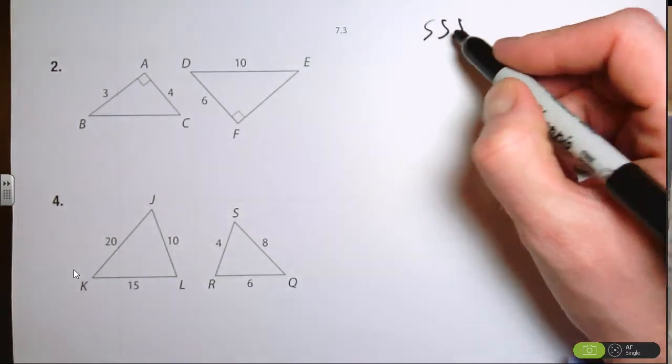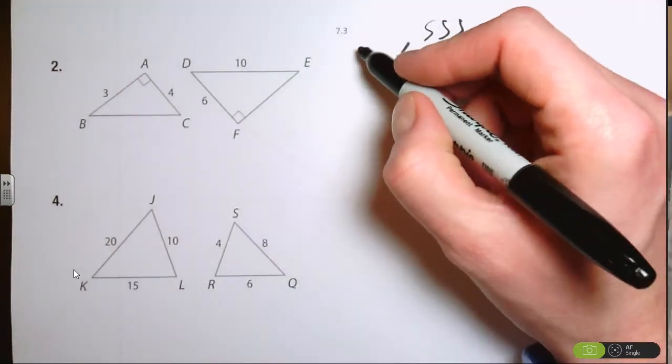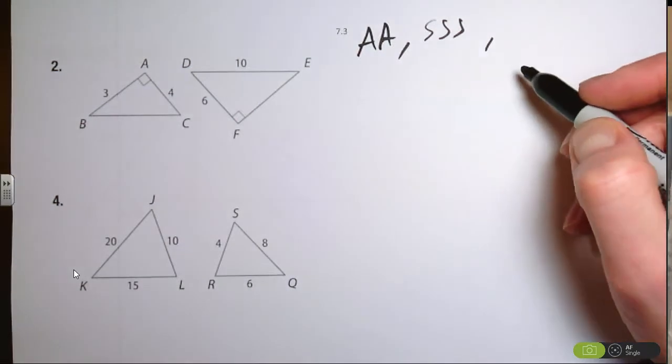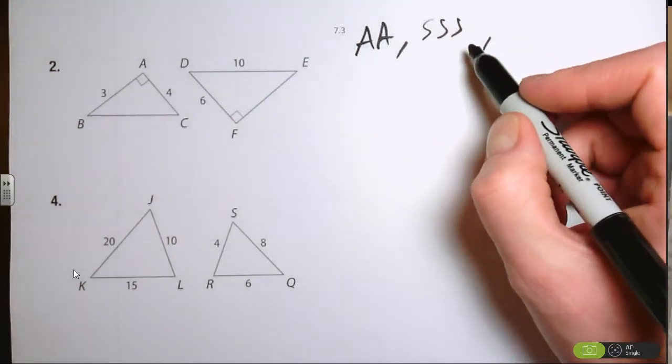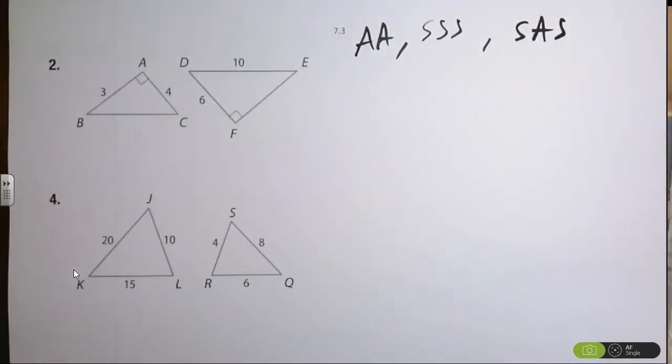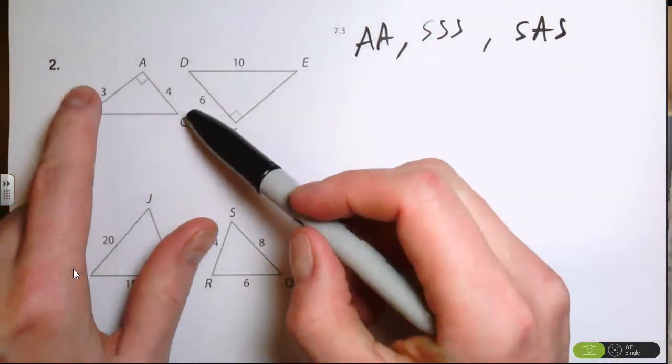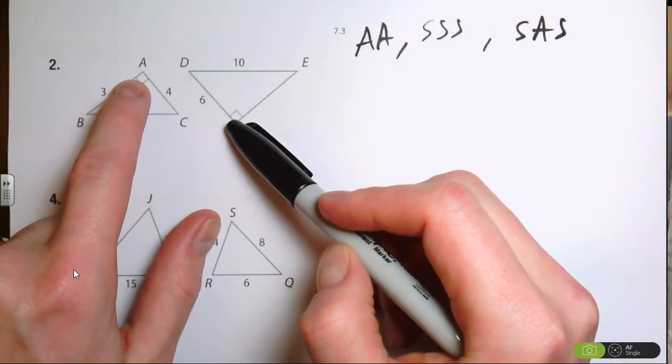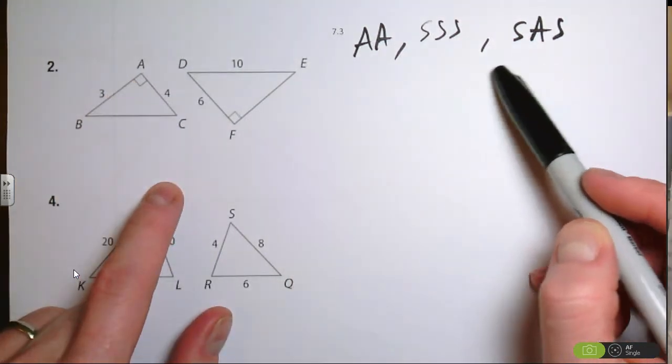We had side, side, side. Sorry, we had three methods. We had angle, angle, where we had two pairs of congruent angles. Side, side, side, where we have all pairs of sides, and then side, angle, side. So looking at number 2, we have a couple pairs of sides and an angle they marked, which would lead us to think of side, angle, side.